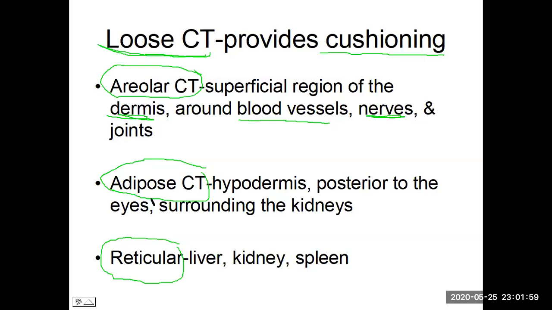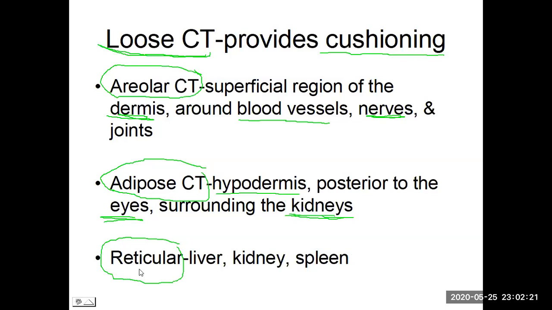The same goes for adipose tissue. We have this deep to our skin in what's called the hypodermis, or the subcutaneous fat. There's a cushion of adipose between your eyes and the bones of the skull. And adipose is principally the cushion that supports and protects our kidneys.